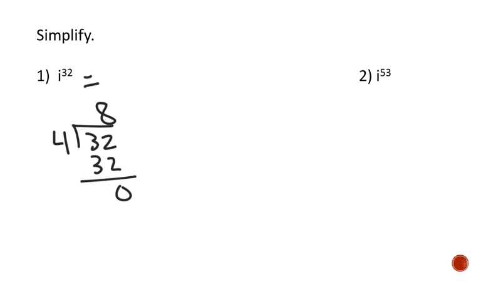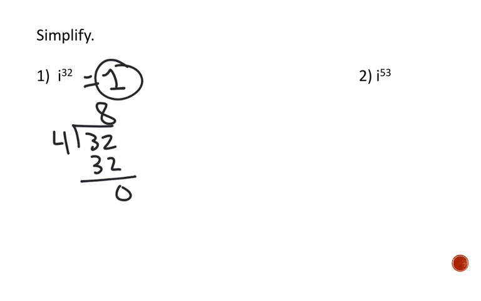Okay, so we're going to simplify these examples. So we have i to the 32nd. You're going to take your exponent, which is 32, and divide that by 4. So 4 goes into 32 evenly, 8 times, and we don't have a remainder here. If we look at the chart from the previous slide, if we don't have a remainder, that means our answer is 1. So i to the 32nd is the same thing as 1.